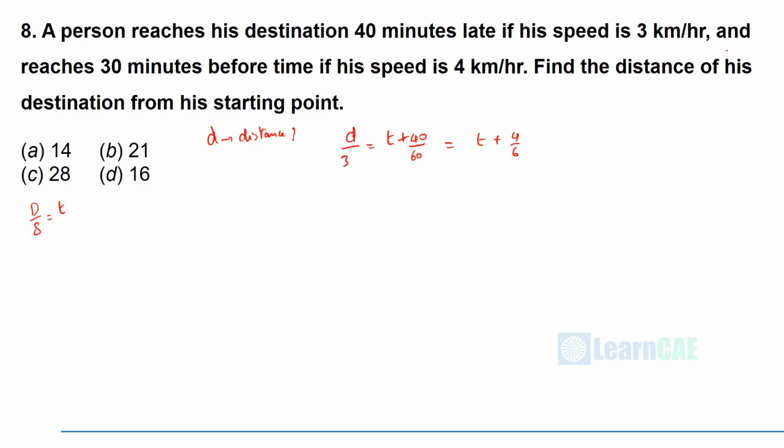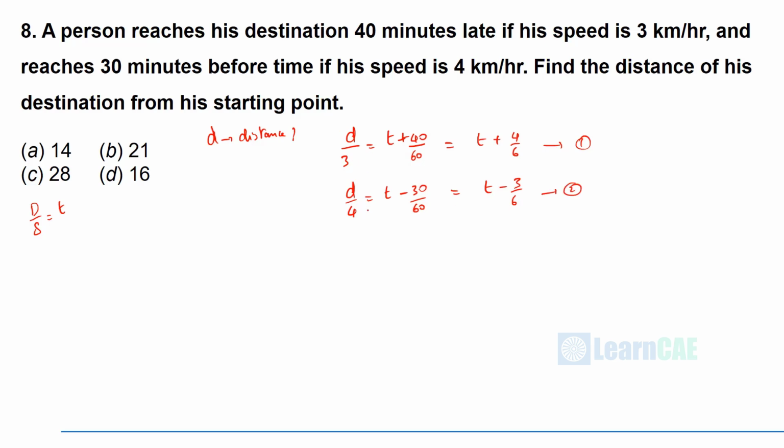The next one, he reaches 30 minutes before time if his speed is 4 km per hour. D by 4 is equal to time taken minus 30 minutes by 60. This will be equal to T minus 3 by 6. So we have got two equations.